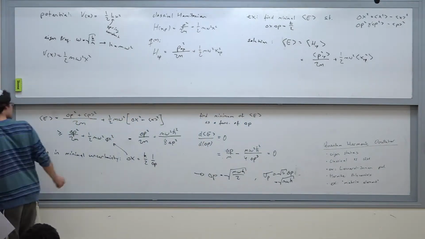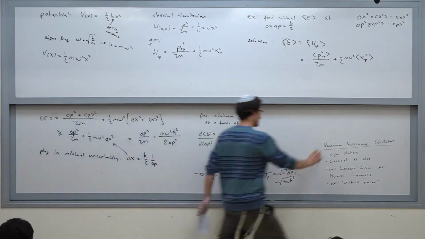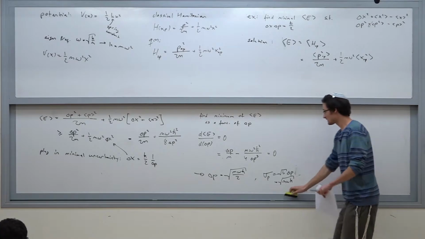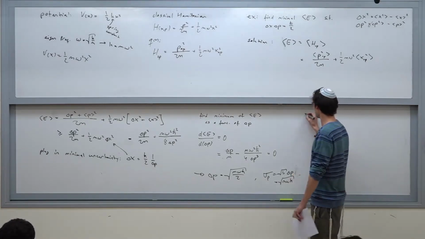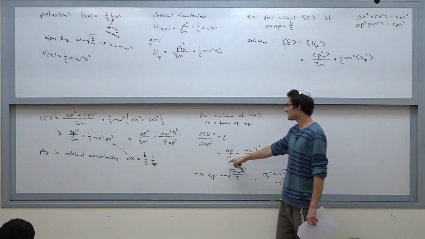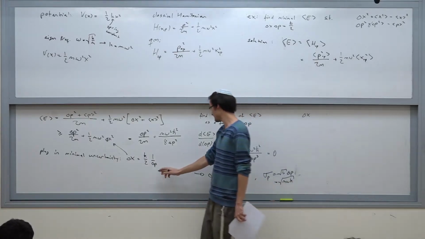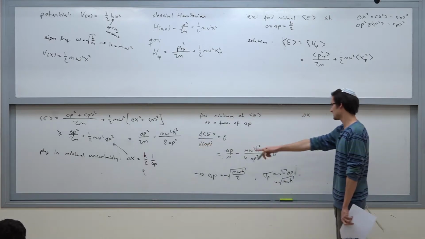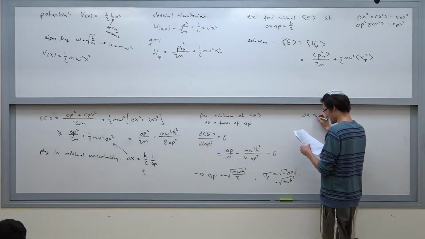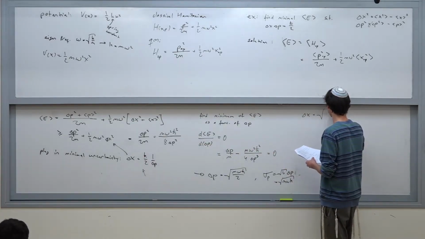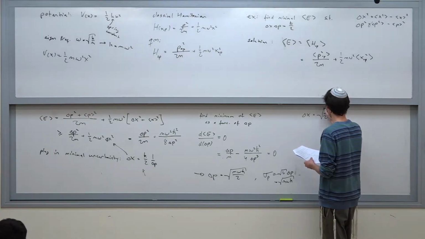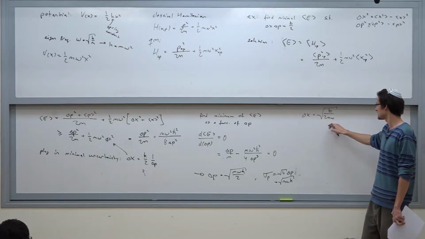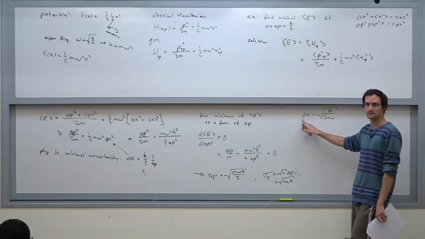Another thing we can do is plug delta P back into the uncertainty relation. If we plug it back in, we can also find delta X. So delta X turns out to be the root of h bar over 2 m omega. Here again, check that this actually gives you dimensions of a length. This must be in meters.